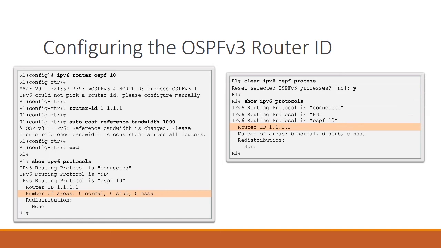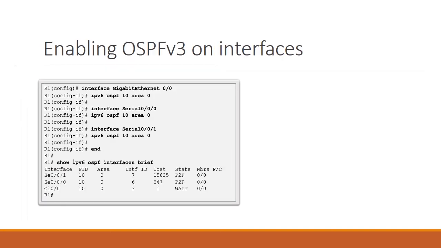If we want to change the router ID, we can do it by entering ipv6 router ospf with the process ID and changing the router ID. After that, we have to exit the mode and clear the OSPF process. Enabling OSPFv3 on interfaces. To enable OSPFv3 on our interface, we use the ipv6 ospf command. To verify this, we can use the show ipv6 ospf interface brief command, which displays the active OSPFv3 interfaces.